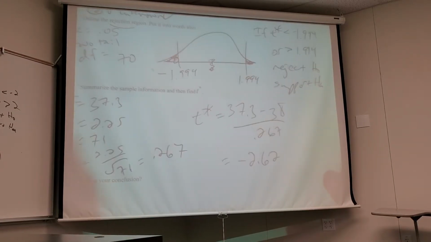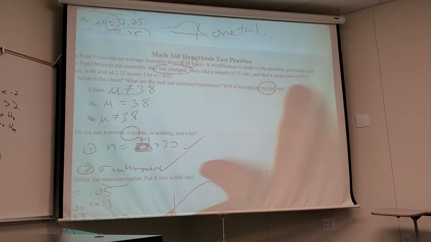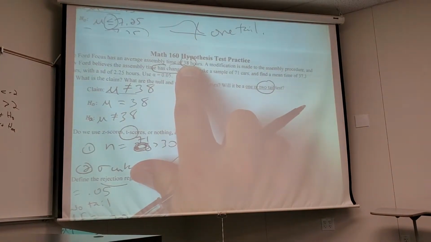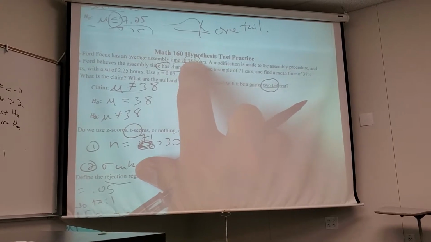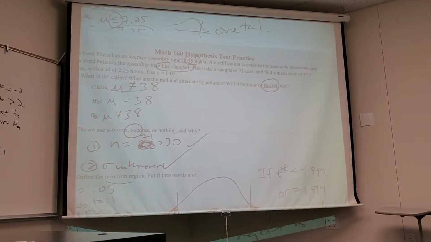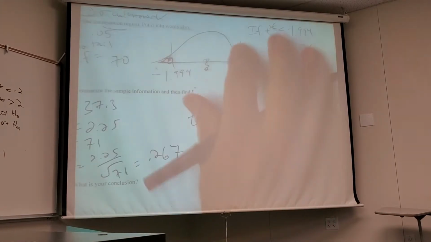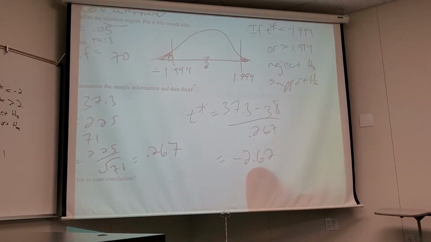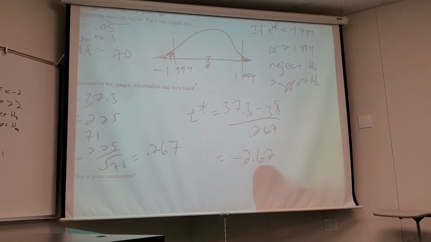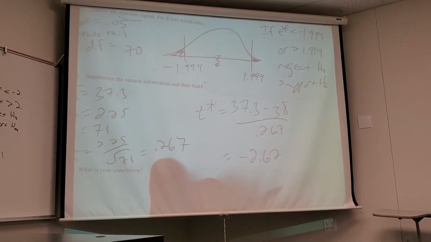Now look real quick. Before you did this problem, would you say that 37.3 is very different from 38? Before we did statistics, those seem really, really close. But they're actually more than 2.5 steps apart. Why? Because our step size is so small.